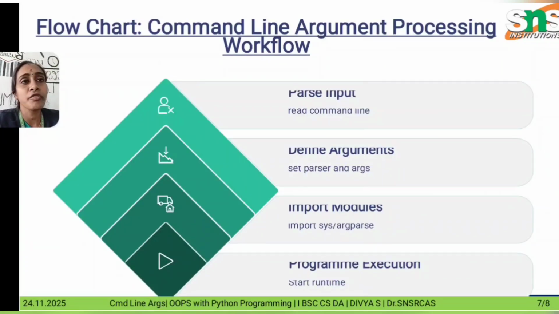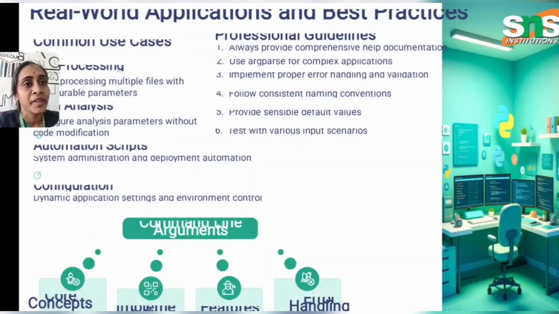The flow chart of command line argument processing: parse the input, that is, read the command line; define the arguments by setting up the parser and arguments; import the modules, that is, import sys and argparse; then parse and start program execution at runtime.